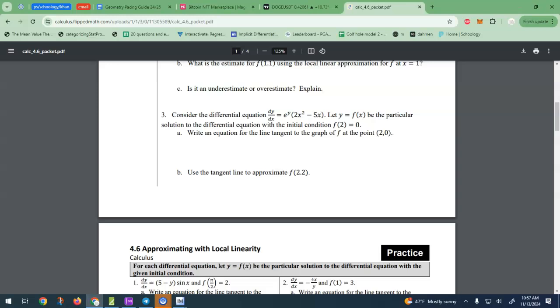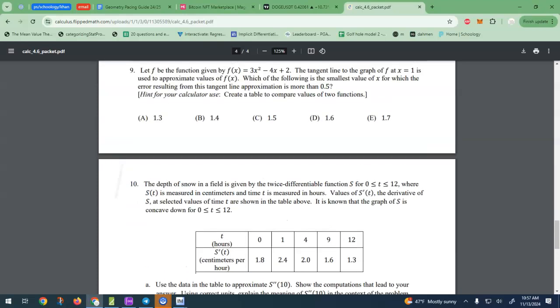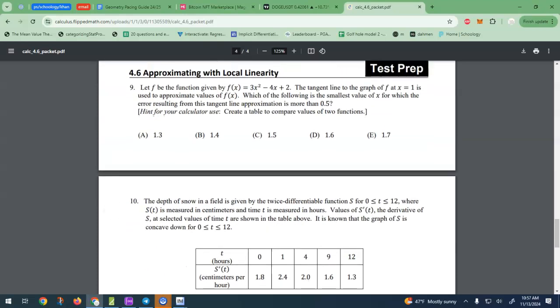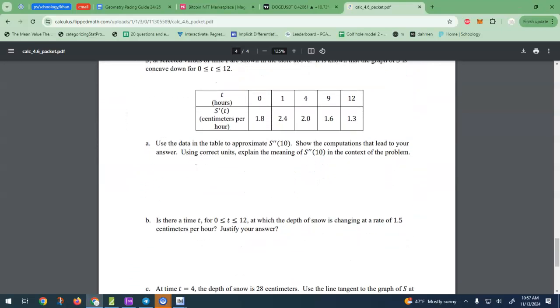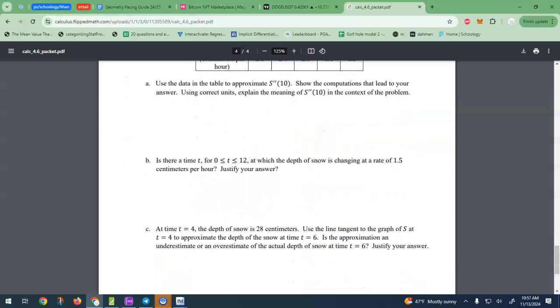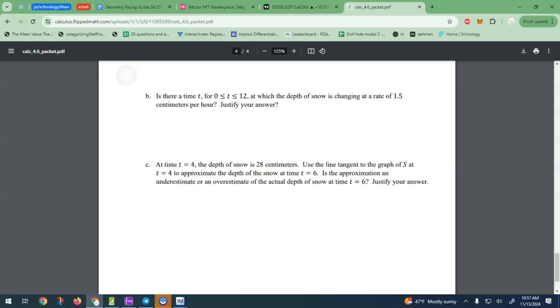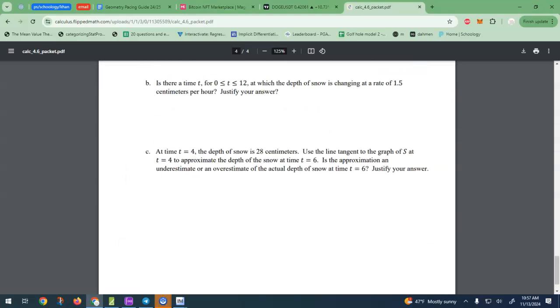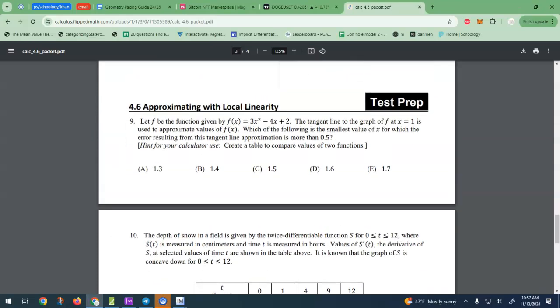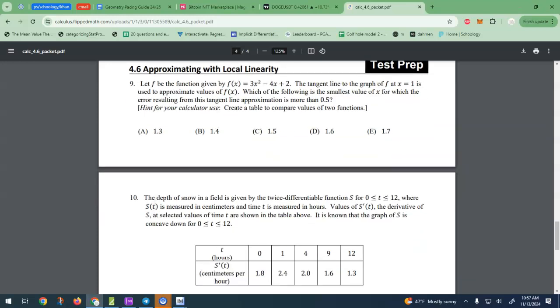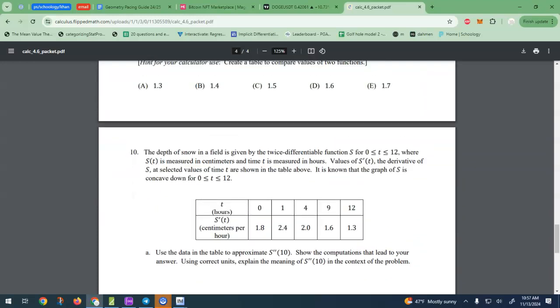Alright, you guys got the section to do? Let me look at the app and see where we're at. So I don't care about 9, but I do want you to do 10. So let's skip 9.